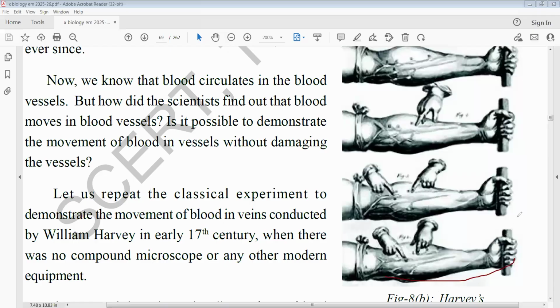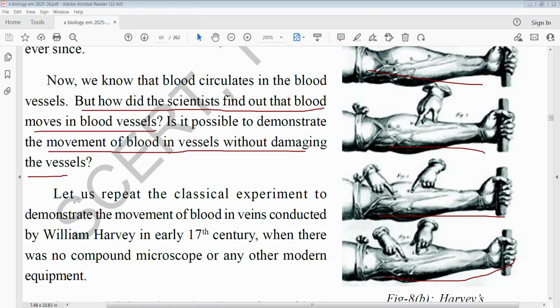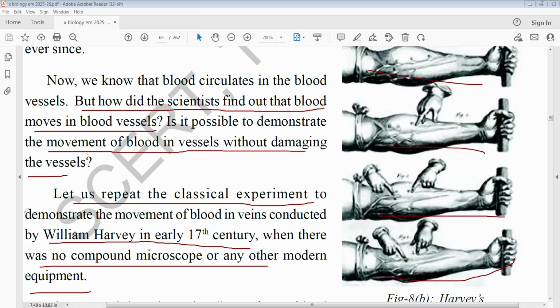We already studied this previously. We know that blood circulates in the blood vessels, but how did scientists find out that blood moves in the blood vessels? It is possible to demonstrate the movement of blood in vessels without damaging them. Let us repeat the classical experiment to demonstrate the movement of blood in veins, conducted by William Harvey in the early 17th century, when there was no compound microscope or any other modern equipment.